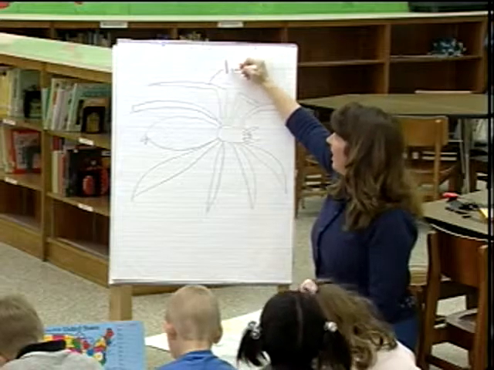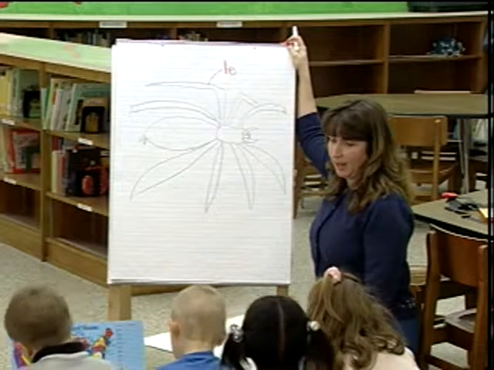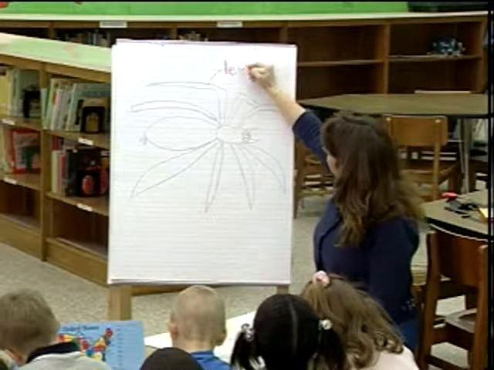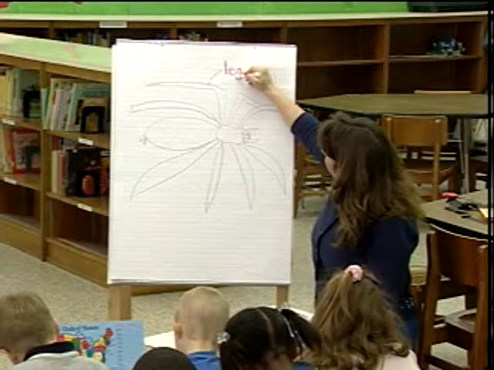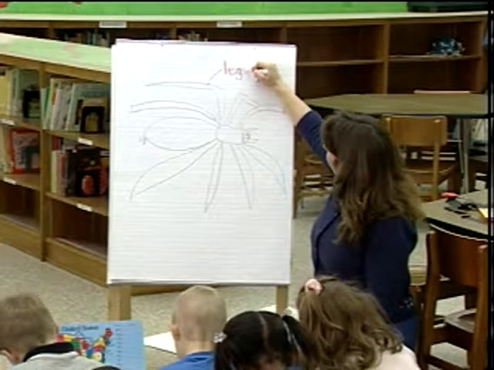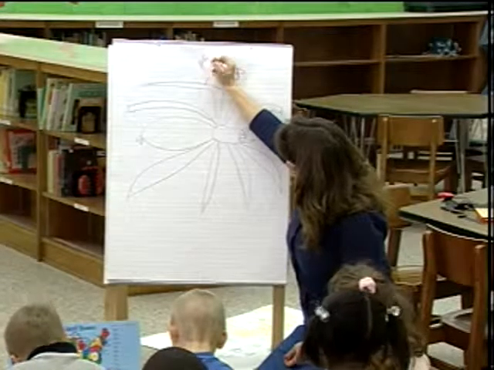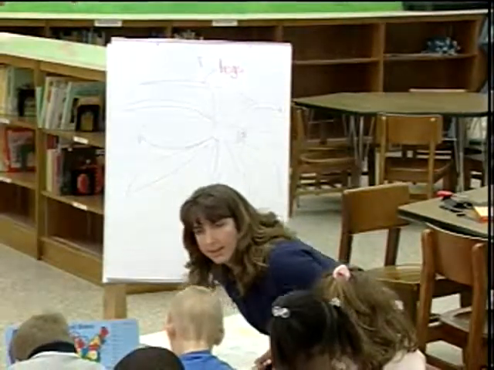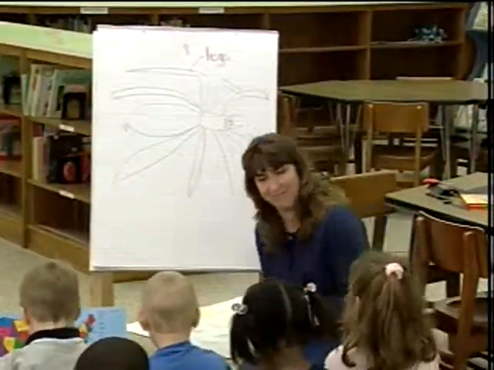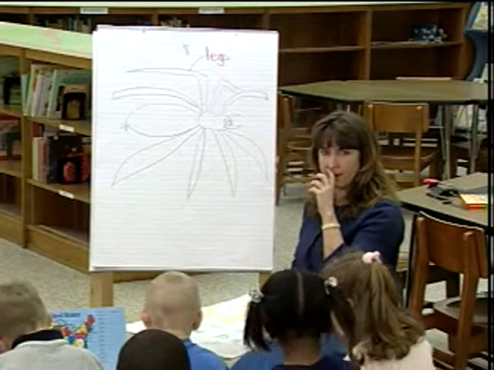E. Leg. G. And then the spider has more than one, so it's legs. Okay, and how many legs does a spider have? 8. So I'm just going to put an 8 right beside there because it has 8 legs. Everyone, if we go too fast, just raise your hand and we'll slow down.